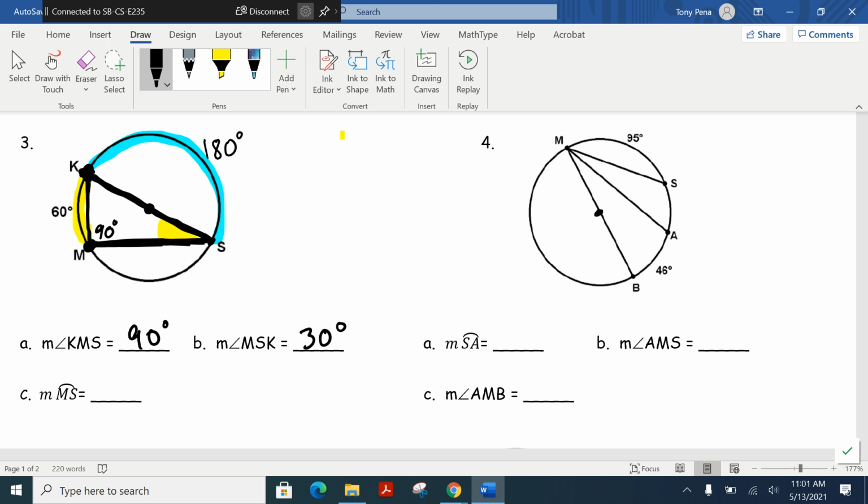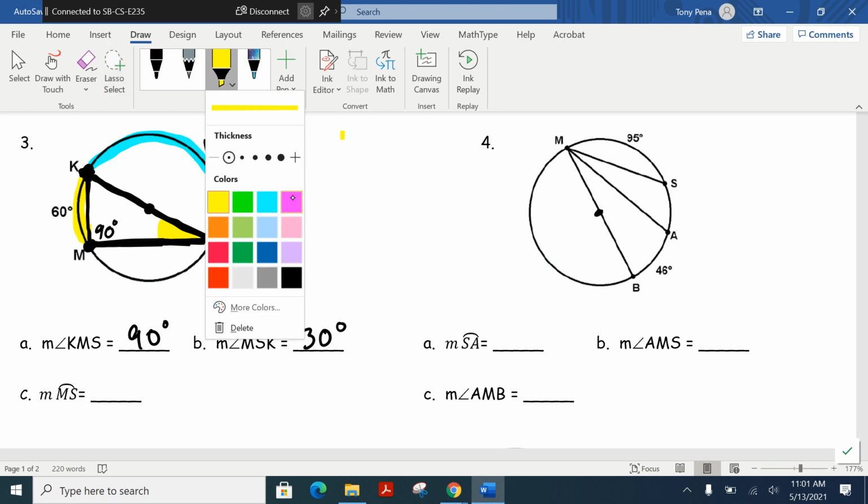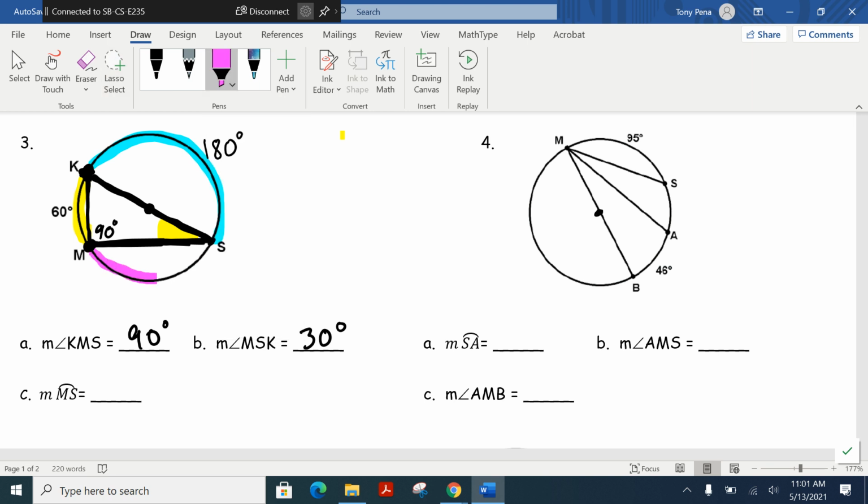And then C, for the third time today now, the rest of this arc here added with 60 and 180. All three of these better add up to be 360 because that gets us all the way around the circle. So the purple would be whatever is left of 360 once we get rid of the 60 and the 180.